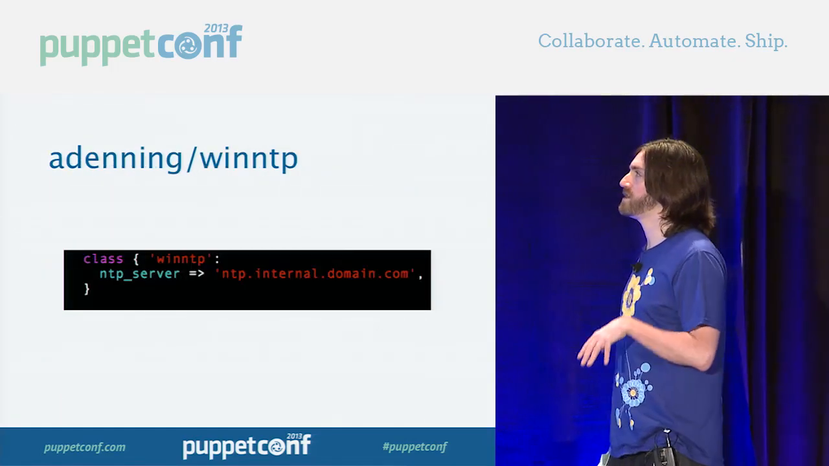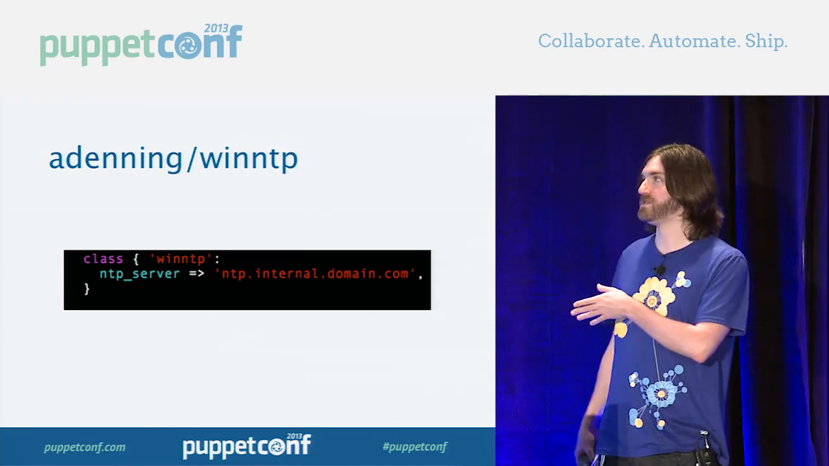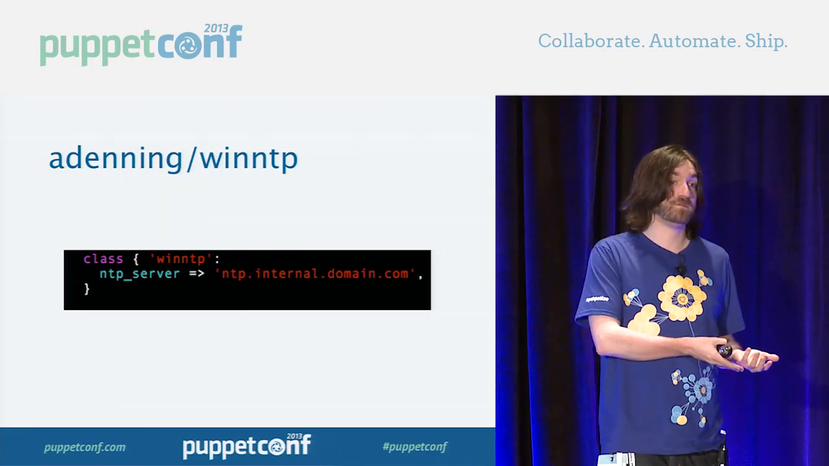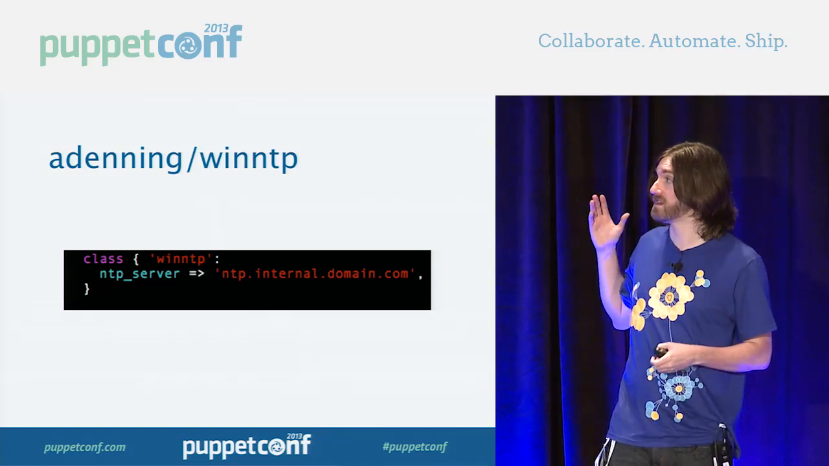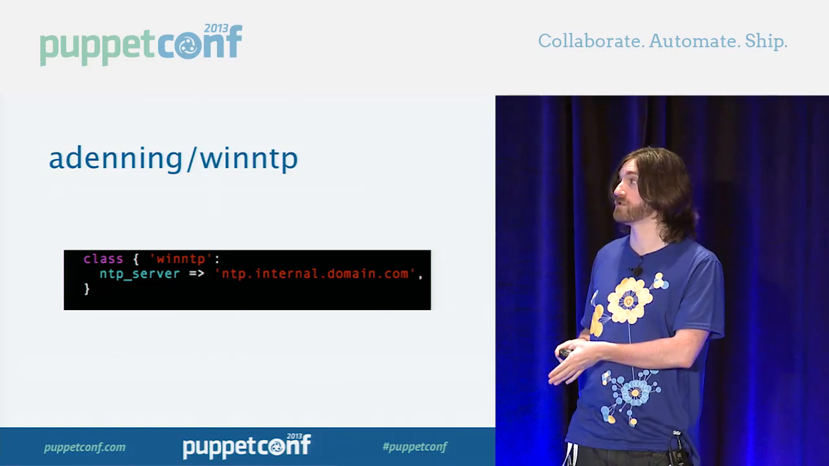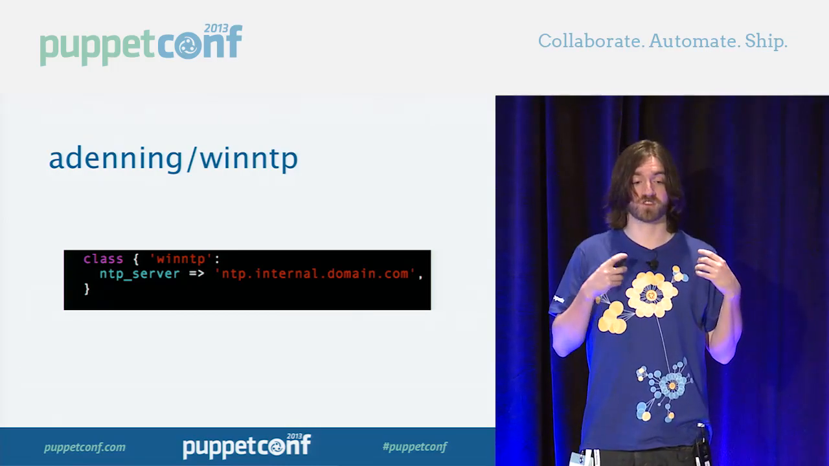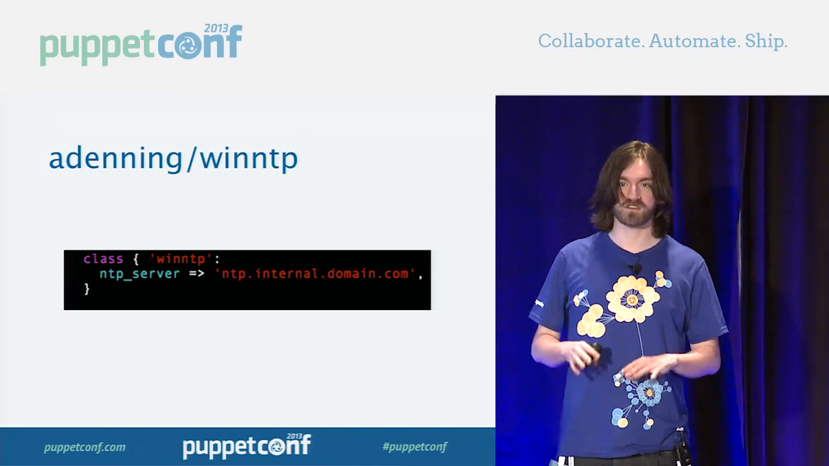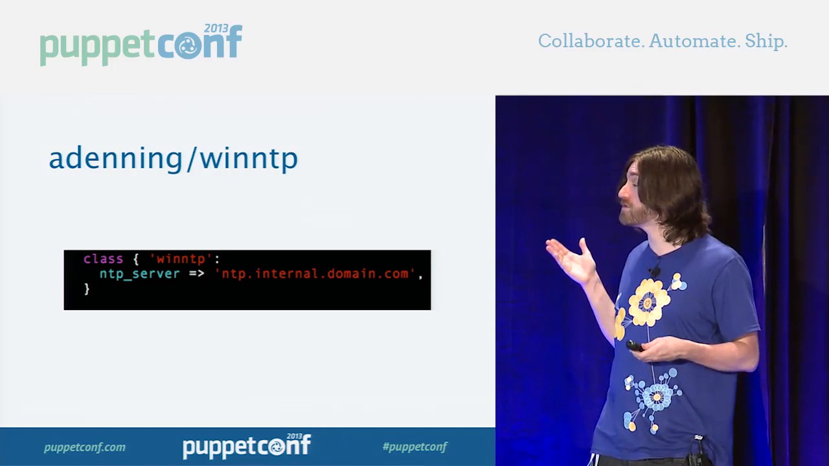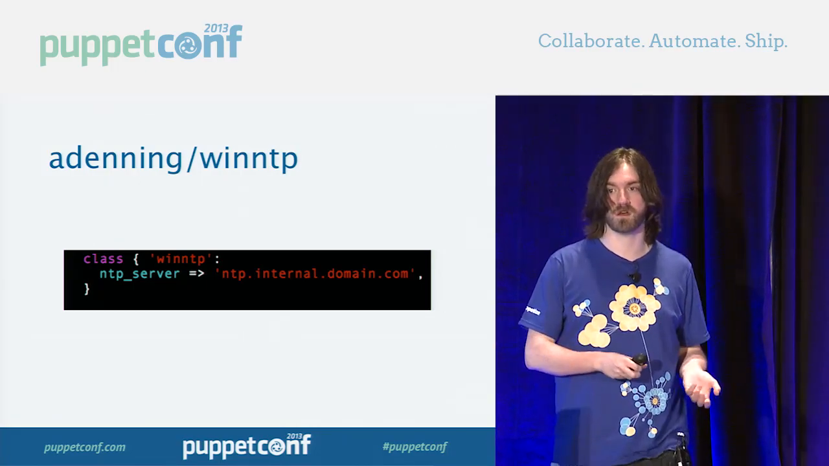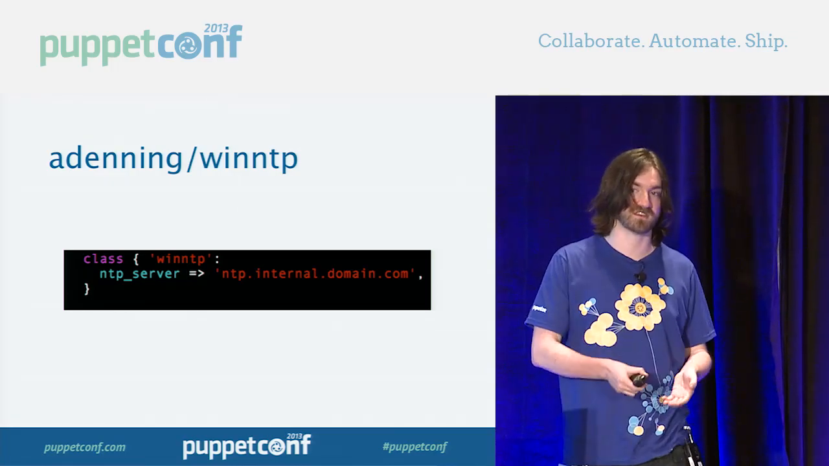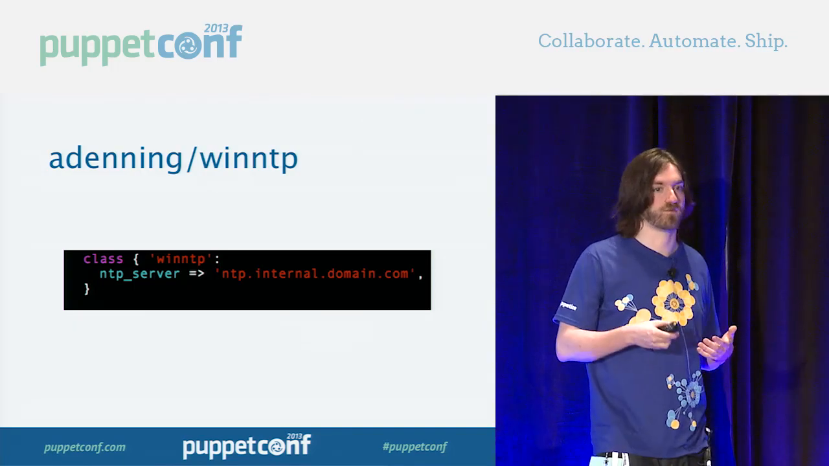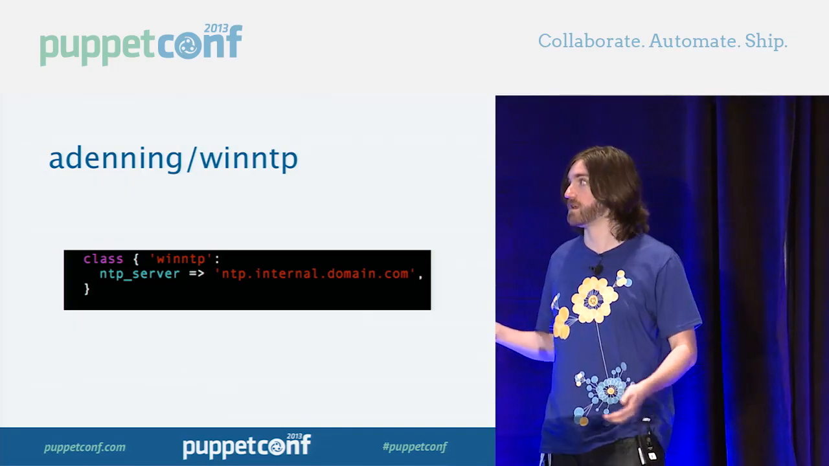So another really cool one is this winntp module on the Forge. This is really simple, just sets what your NTP server is supposed to be. This is what I think the interface to managing things in Windows should look like. You grab a Forge module, you just say, I want this winntp class, and I want it to have these settings, I'm done. You don't need to think about any of this. I don't need to tell you that under the hood in this module, he's actually editing the registry to set that value. How many of you really want to dig into the registry anyway to try to find where something is supposed to be set? So this makes it a lot easier.